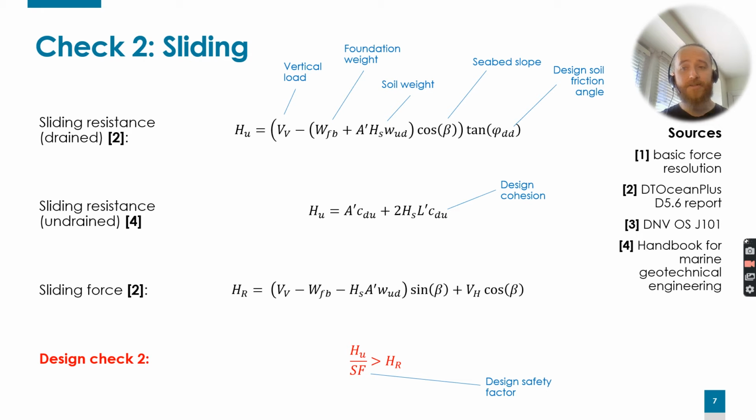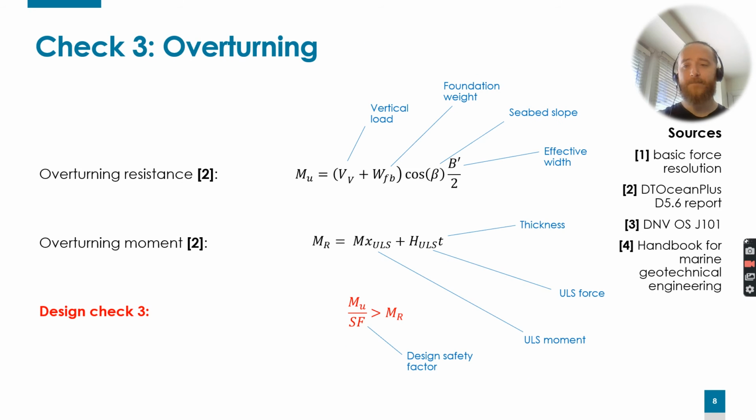So next up is the sliding check, which we use to make sure that our foundation won't just move along the seabed along with our device. So again, considering both drained and undrained soil conditions, we've got two equations for sliding resistance, and these are functions of the applied vertical load, the weight of the foundation, and a couple of different soil parameters. As before, if the effective capacities are greater than the applied loads, we can move on. If not, we adjust our foundation spec and start over.